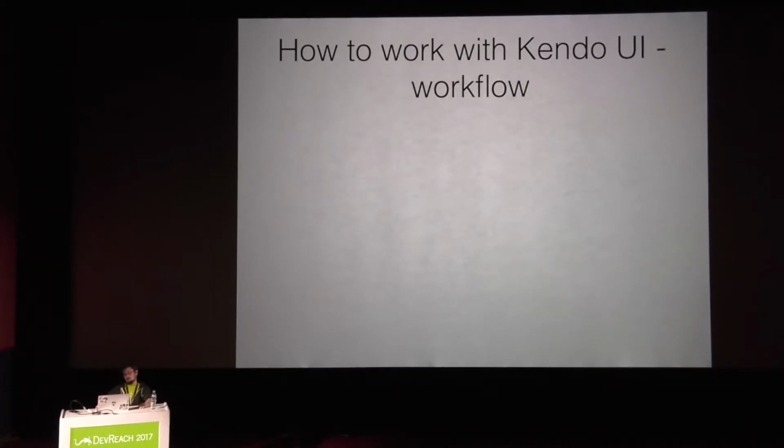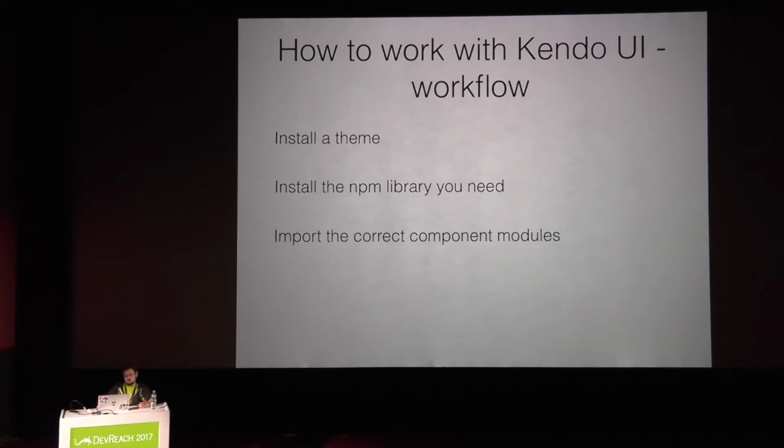So how do we work with Kendo normally? We have a workflow, of course. The first thing we need to do is to install a theme. This is before we try to build any kind of application. Otherwise, it looks very white on the screen. So you need to install the npm library that you need for the group. And of course, you need to import the component modules that you need and register those in the ngModule. And in the template, you need to refer to the Kendo components that you're about to use.